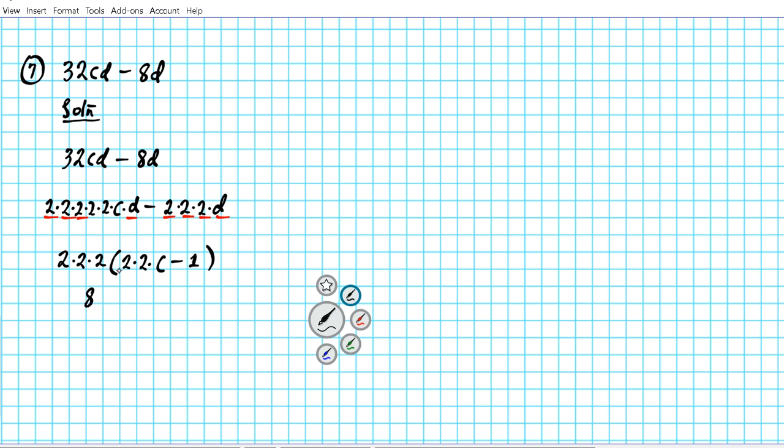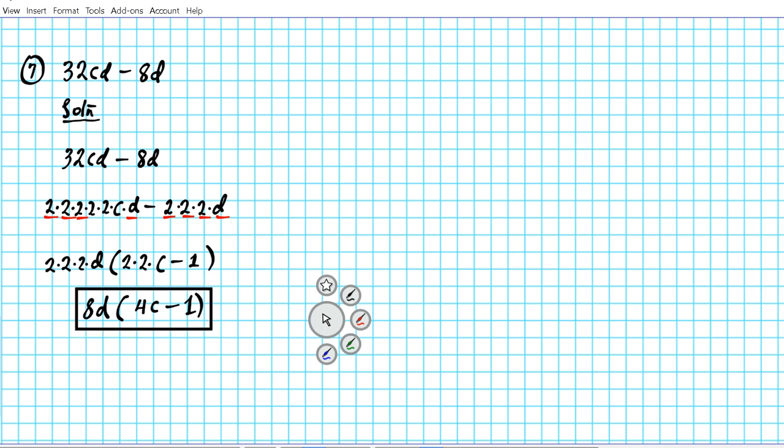Oh, I forgot the D. There's a D there, so let's add that. So we have 2 times 2 times 2 times D. Multiply all that together: 2 times 2 times 2 times D is 8D. 8D times 4C minus 1. That's the answer to question number 7.